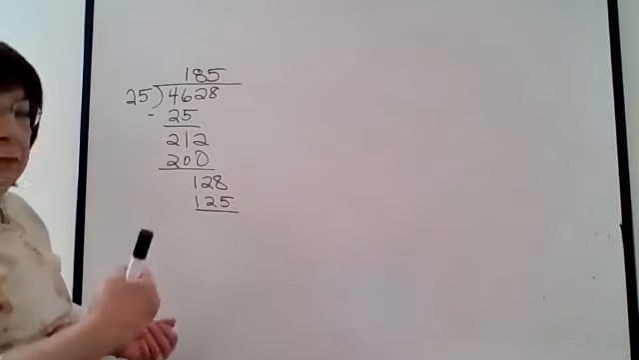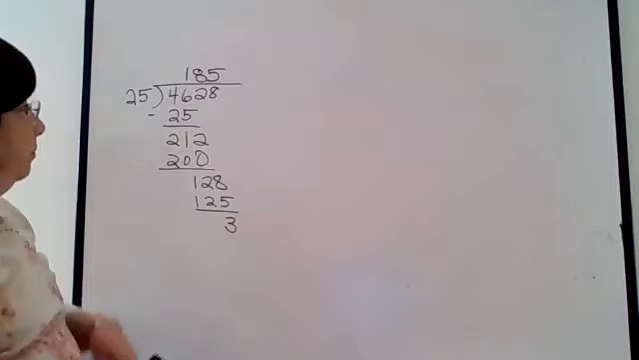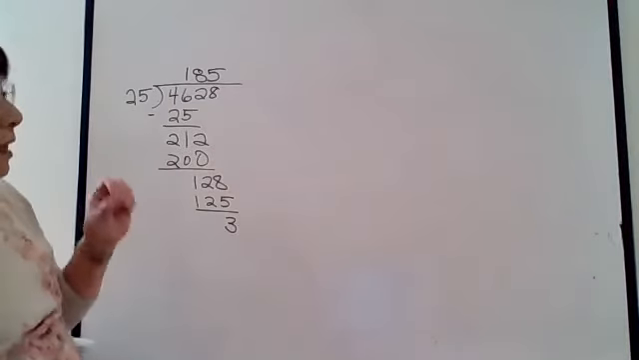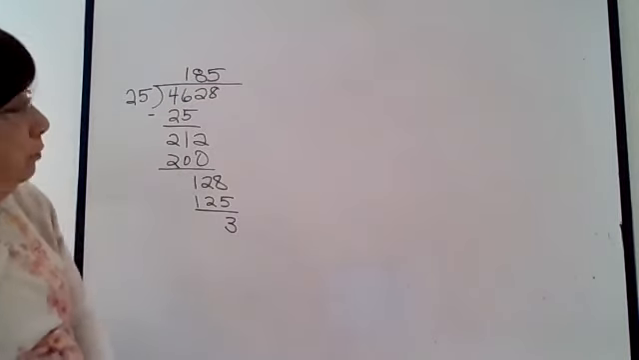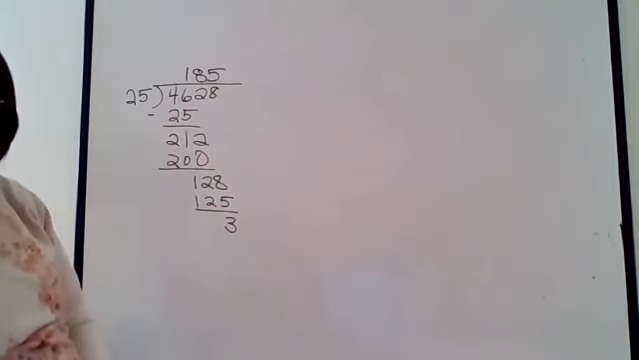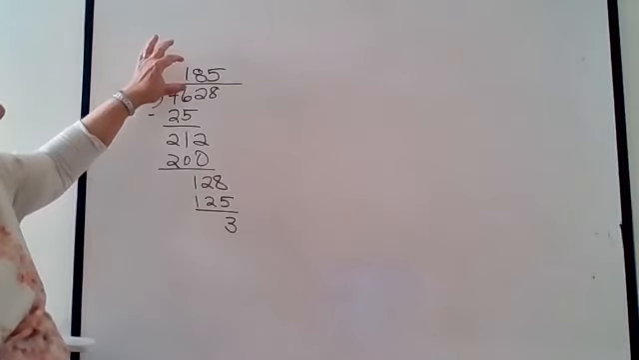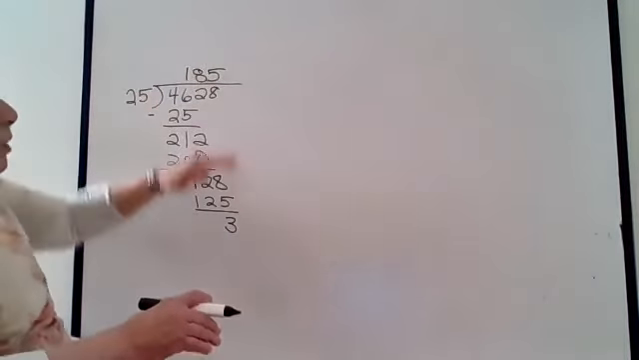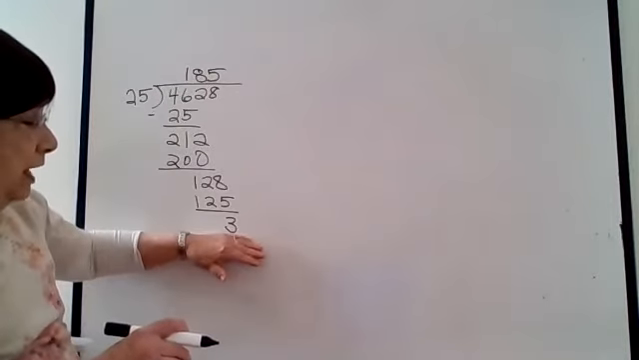And again, after I multiply, I subtract. That leaves me a remainder of 3, which I know is okay because it's less than the 25. Now, what your calculator would have done, if you had put this in your calculator, is continue going into decimals. But what I'm going to talk about here is division with remainder.